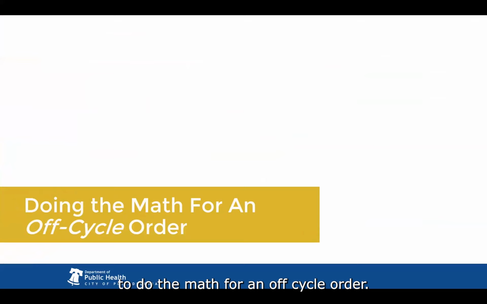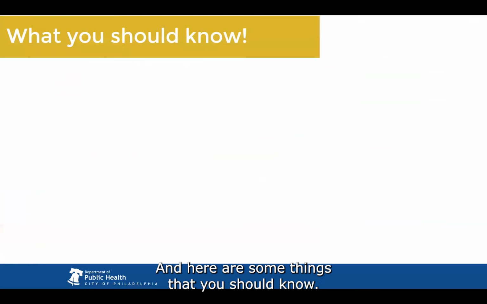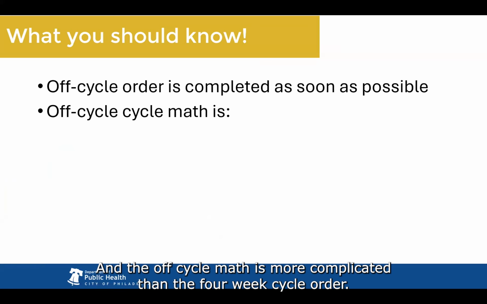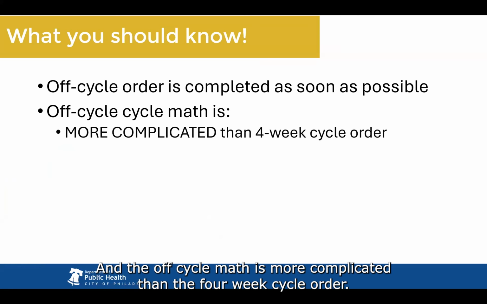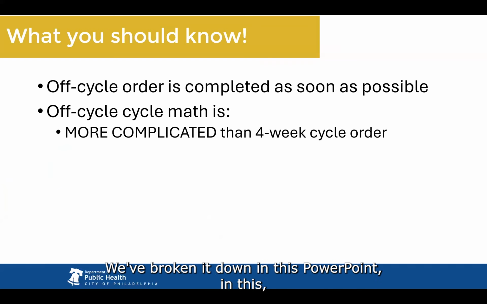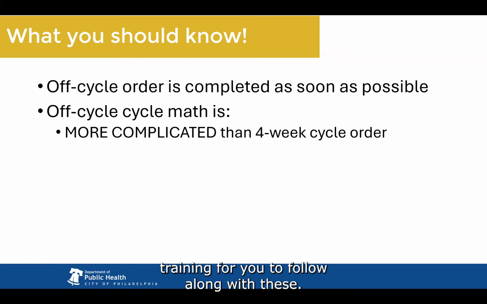So now we're going to do the math for an off-cycle order. And here are some things that you should know. An off-cycle order is completed as soon as possible. And the off-cycle math is more complicated than the 4-week cycle order. I'm not going to lie to you. It is complicated, but I know that you can do it. We've broken it down in this PowerPoint, in this training for you to follow along with ease.